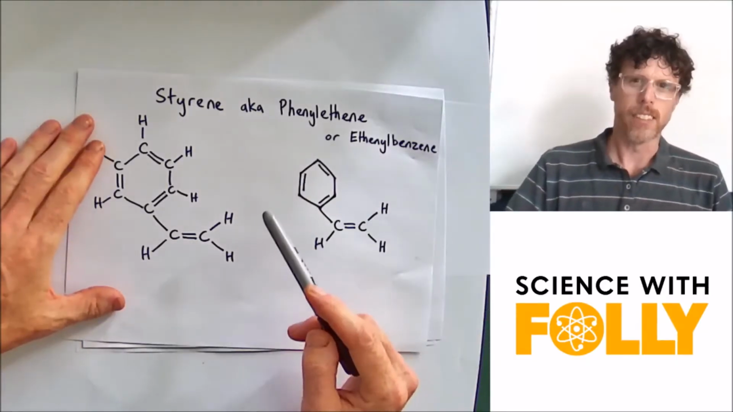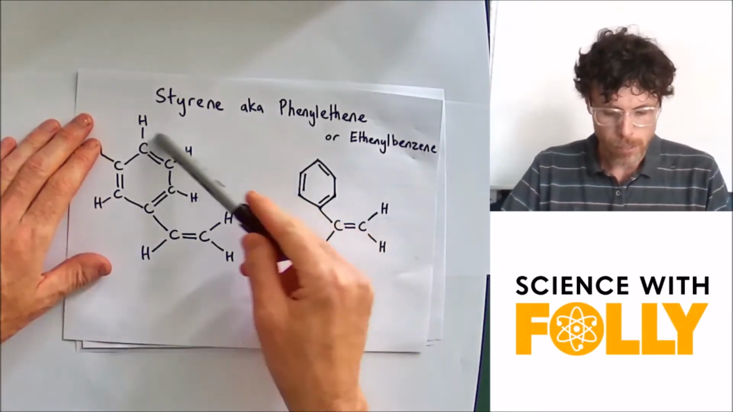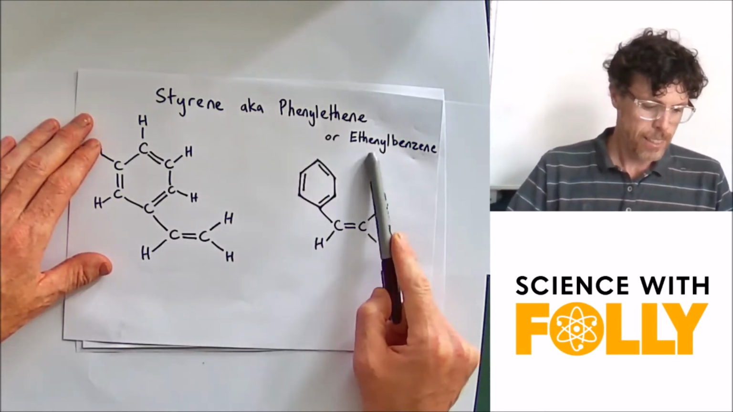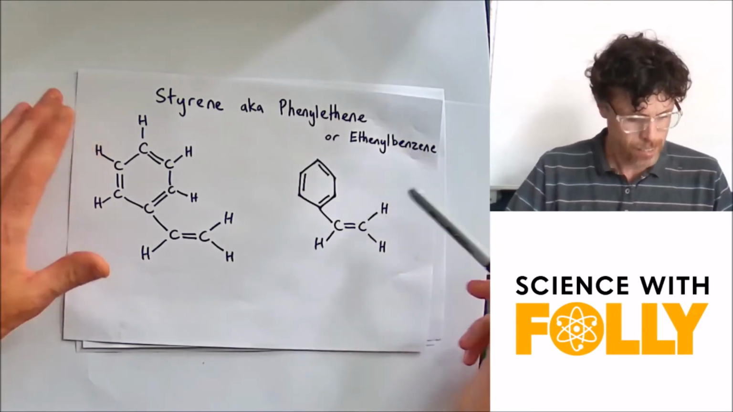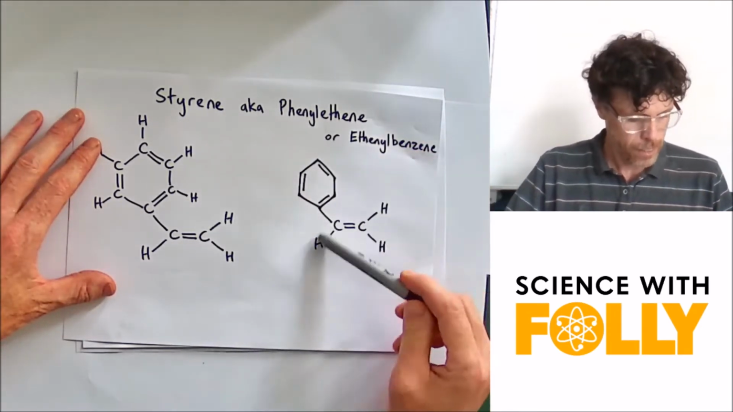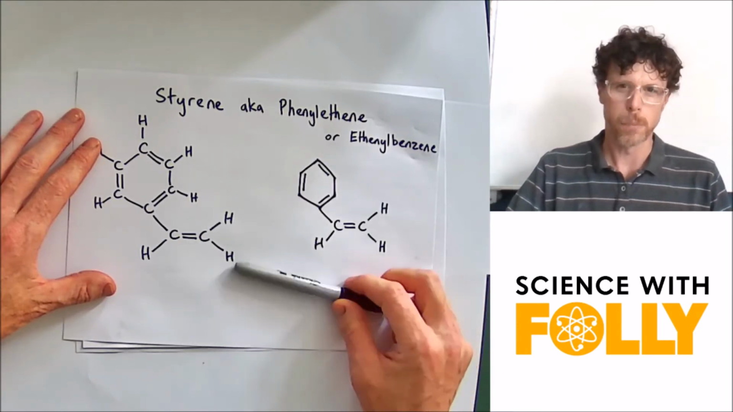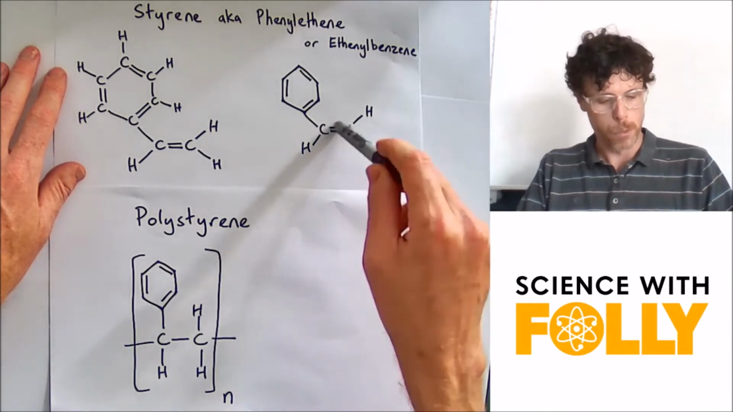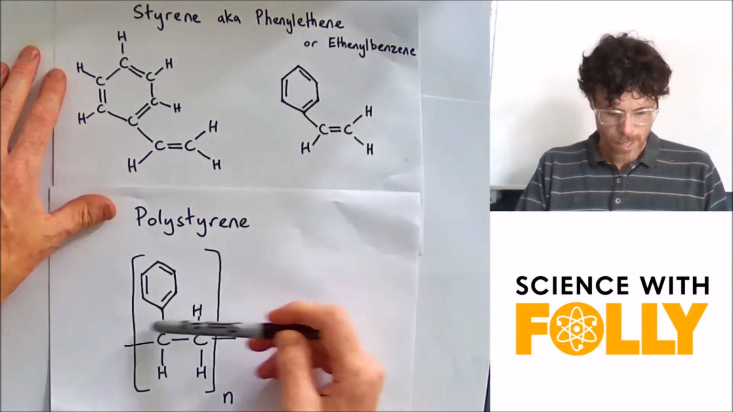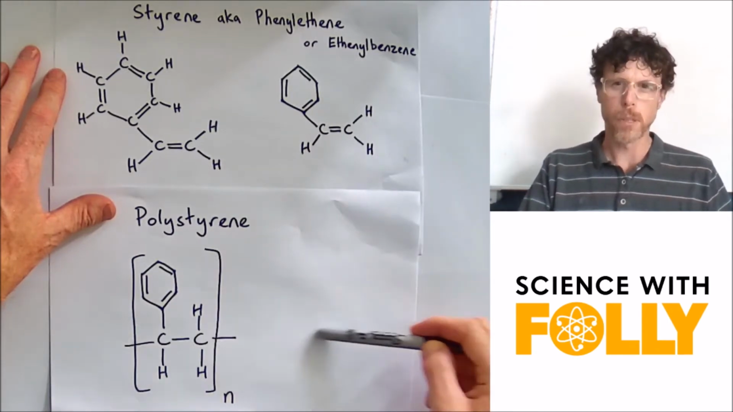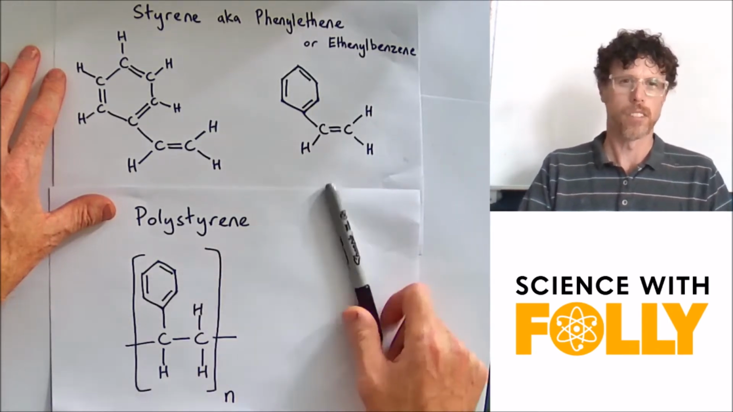So, polystyrene is a polymer of styrene, also known as phenylethene or ethenylbenzene. And as you can see, this molecule has got a benzene ring and an ethene group. When styrene becomes the polymer polystyrene, obviously the double bond between these two carbons breaks, and here is the formula for polystyrene. Huge big long chains made up of this monomer.